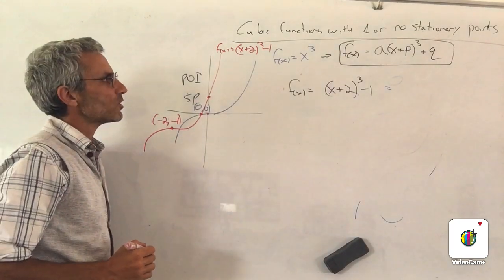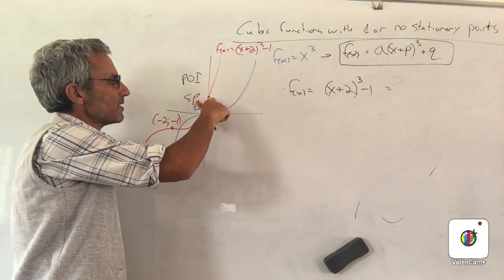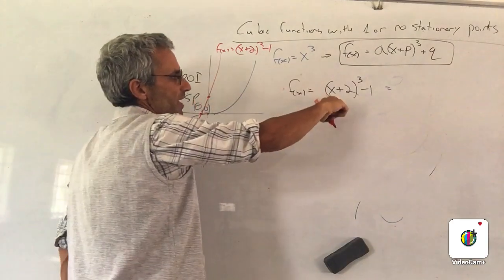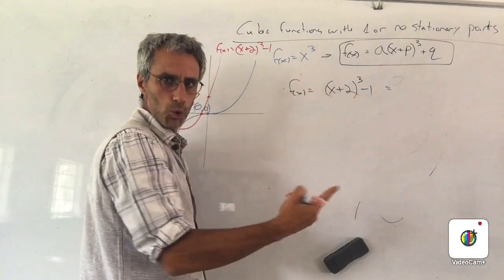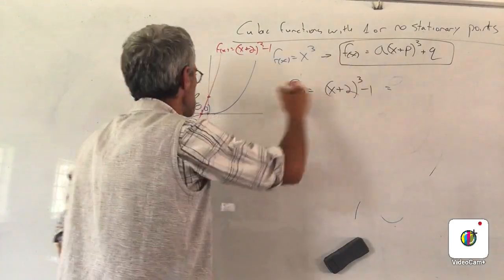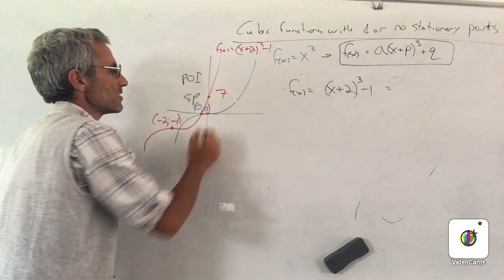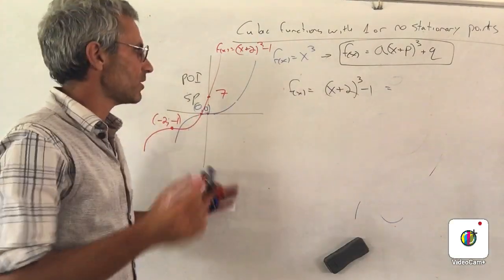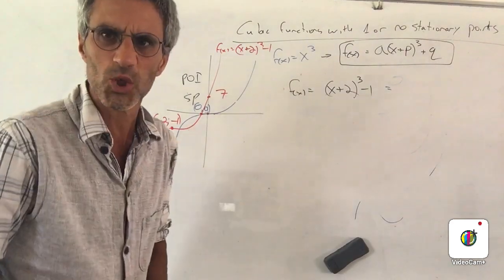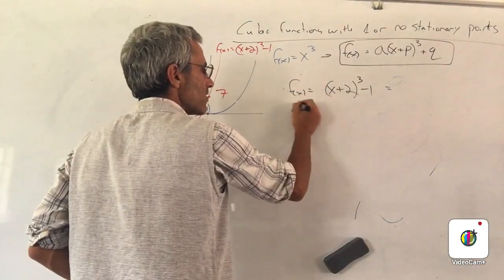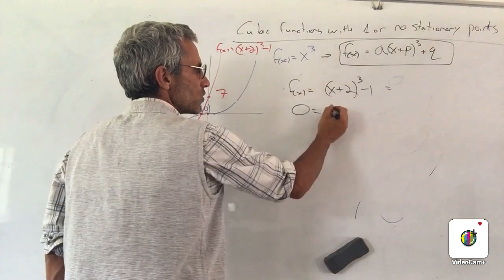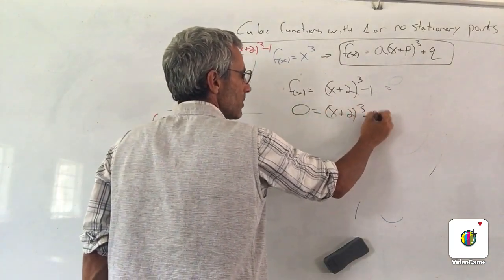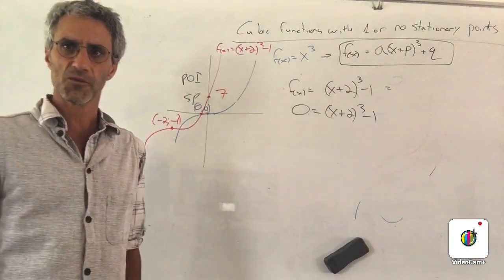Now, to find this intercept, that's very easy, right? Because I just put x equal to 0. So if I put x equals 0, 0 plus 2 is 2, 2 cubed is 8, 8 minus 1 is 7. So this point is 0, 7. To find the x-intercept is a little bit more difficult. Well, not too difficult. We basically say that y is equal to 0. So I'm going to write 0 equals (x plus 2) cubed minus 1. So I need to solve this.